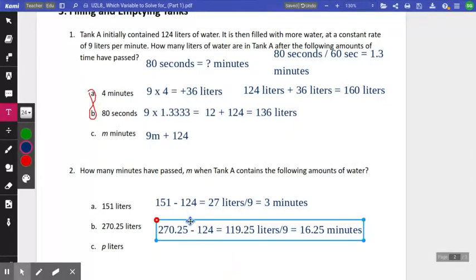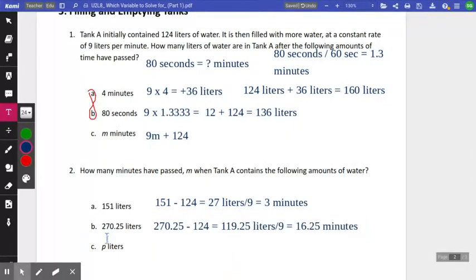For this last part here, we want to write an expression similar to what we did up here for C for P liters. So if we don't know how many liters, can you write an expression like you did up here? Well, just like before, you can use this pattern here to help you represent it.